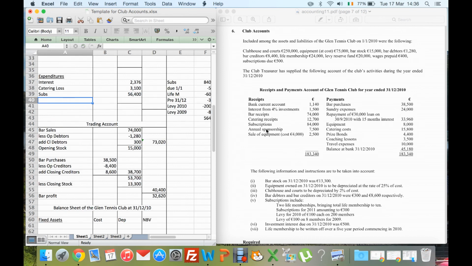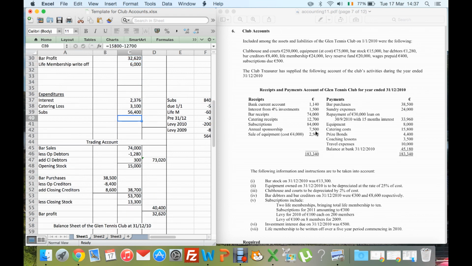Okay. Annual sponsorship, 7.5 grand. It goes in as an income because it's a regular figure we get all the time. Sale of equipment, now it cost 4 grand. We sold it for 2.5 grand. There was no accumulated depreciation on it. So that means we sold it at a €1,500 loss. So I'm going to put that in as, oh, I put sponsorship, I just realized, in the wrong place. That should be in the incomes. So we're going to have a loss that we'll put in there. I'll put our sponsorship back where it should have been.